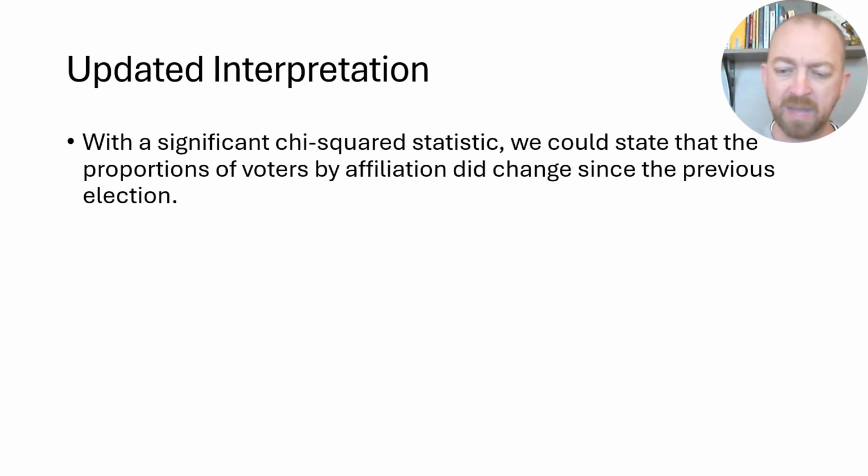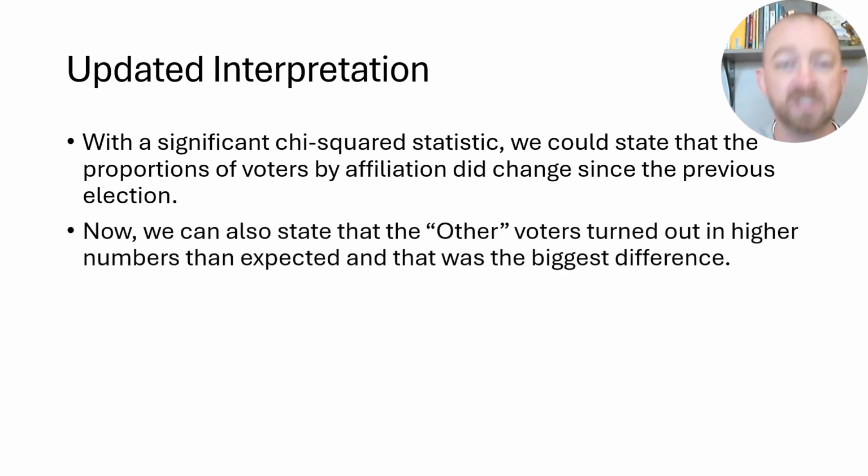Now, if we want to go back and say, well, what made the big difference? It's clear that the other voters, or the voters of other affiliations, were the ones who made the biggest difference in our chi-squared analysis. That's pretty important, especially if you're interested in the election. Maybe you start to tell people, well, hey, if we really want to make a difference in this election, maybe the unaffiliated or other affiliated voters are the ones to reach out to.